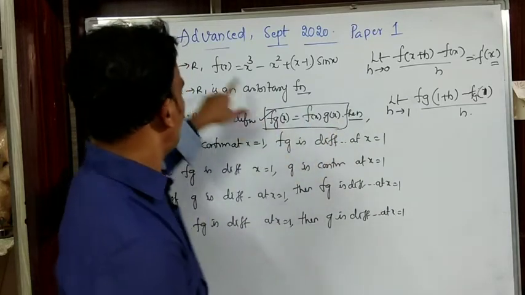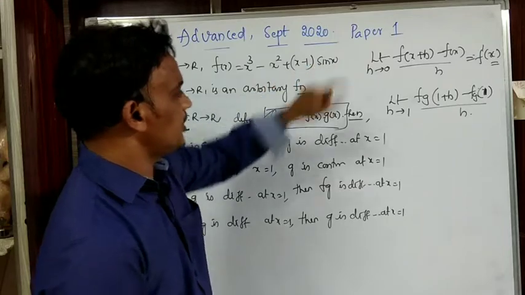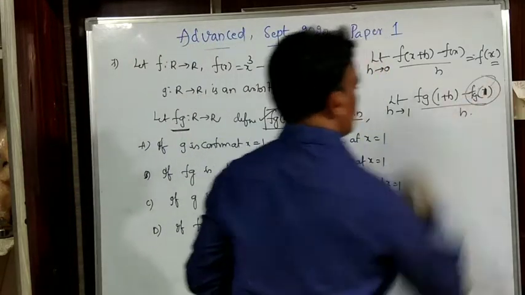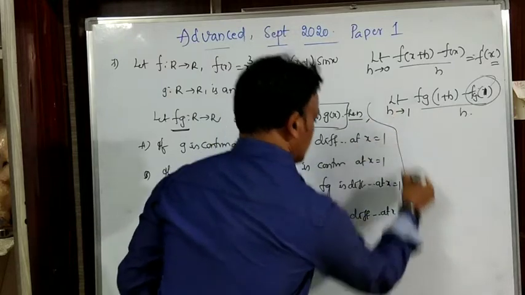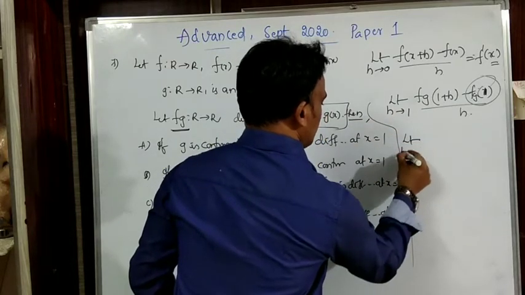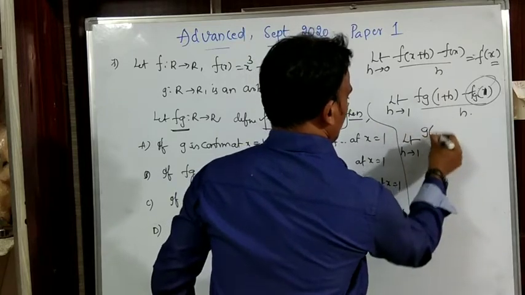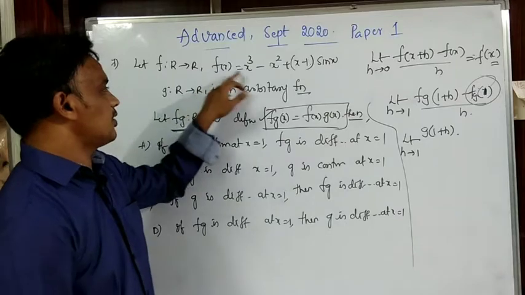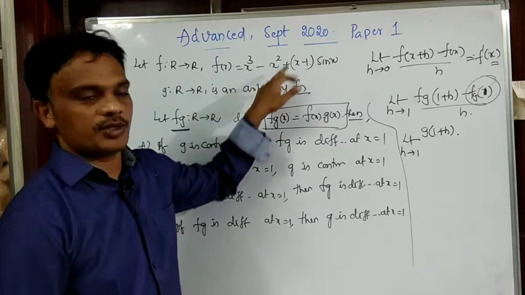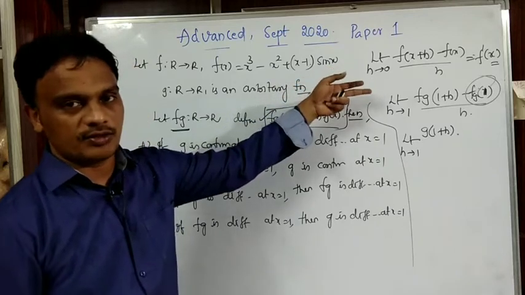What is f of 1? f of 1 is 1 cube minus 1 square, which is 0. Multiplied by g, it is completely 0, so this part is 0. Now what is f into g of x? This is the limit as h tends to 1 of g of 1 plus h into f of 1 plus h, where f of 1 plus h is (1+h) whole cube minus (1+h) whole square, and plus h into sin(1+h).